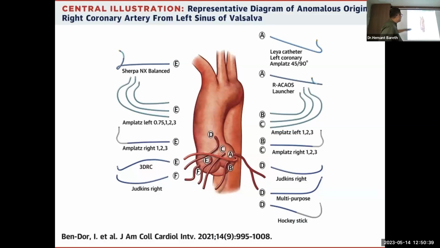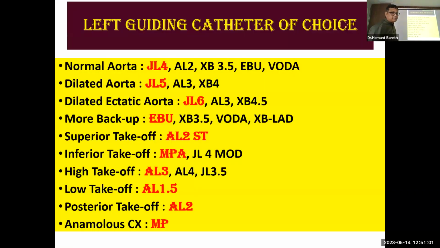So this is the representation for things coming off RCA coming from the left sinus. So these are the different catheters you could use: TERPA, implants left, implants right, 3DRC catheter, which is again, as I said, good for shepherd's crook kind of situations. You can write them down. So these are all the group of catheters that might be useful here.